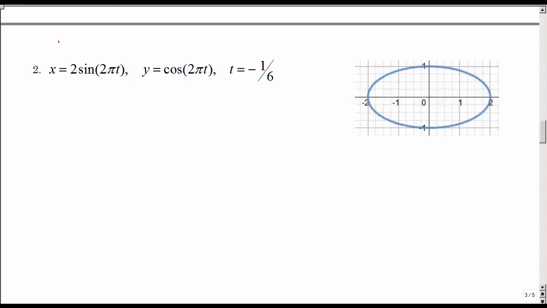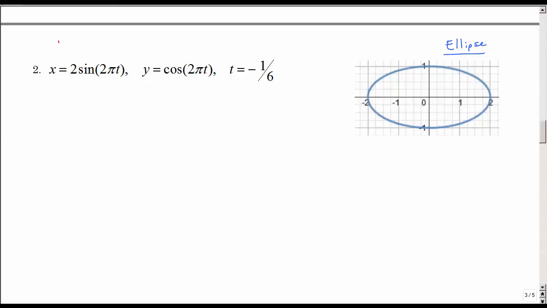These are parametric equations of this ellipse. In a previous section, we practiced how to eliminate the parameter and showed how that would indeed give you an ellipse. That's the cool thing about parametric equations. An ellipse in terms of x and y is not a function. It fails the vertical line test.